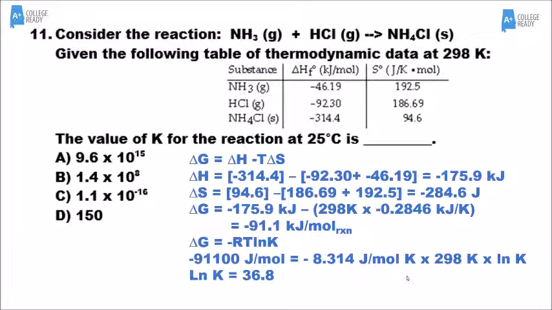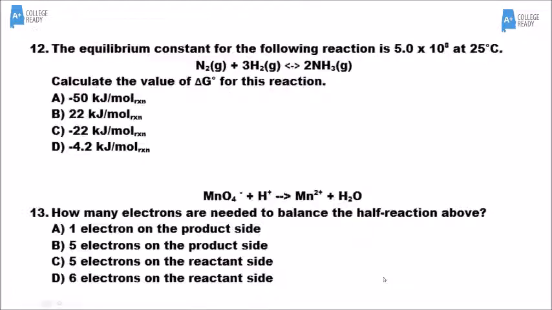Then we take the inverse natural log of 36.8 and we get that number. Number 12 is similar to the ones we've worked previously. This time we have a K value of 5 times 10 to the 8th.